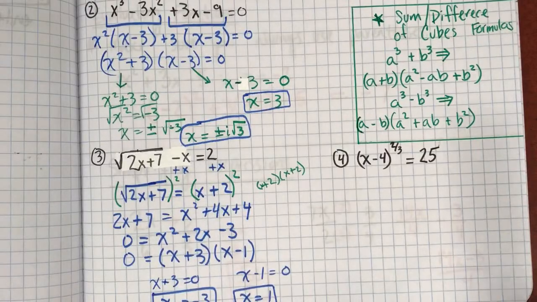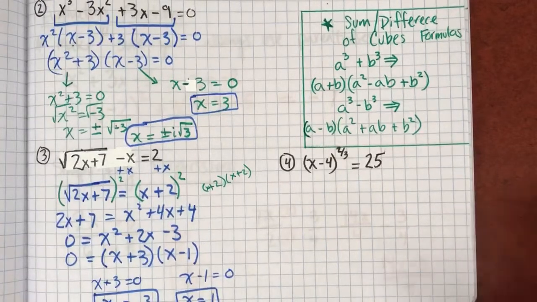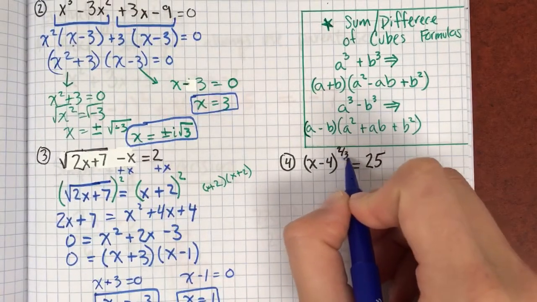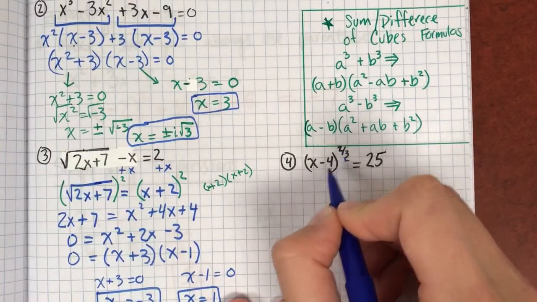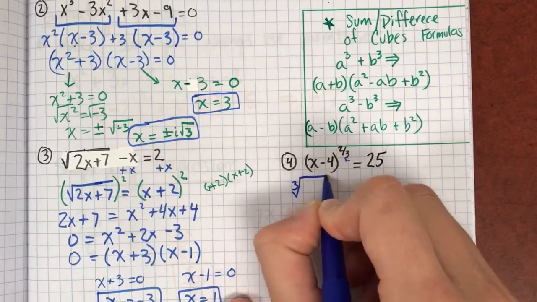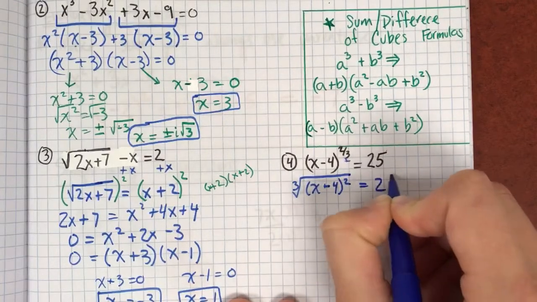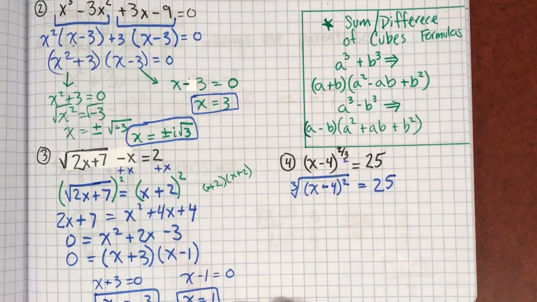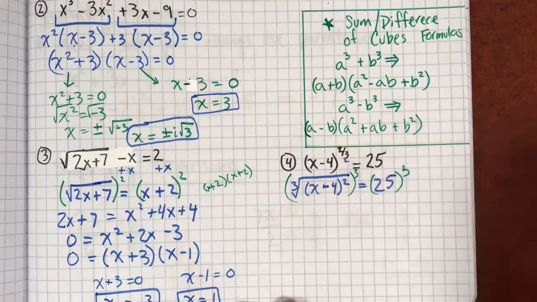All right, for our next one, we've got a power that is a fraction. Okay, and this is where things might get a little complicated, but we are going to undo that. First let's just look at the denominator. That becomes a cube root, and our numerator is a square. So this is the cube root of x minus 4 squared. So first, to undo that cube root, we are going to cube everything. So we're going to cube this function and cube 25.